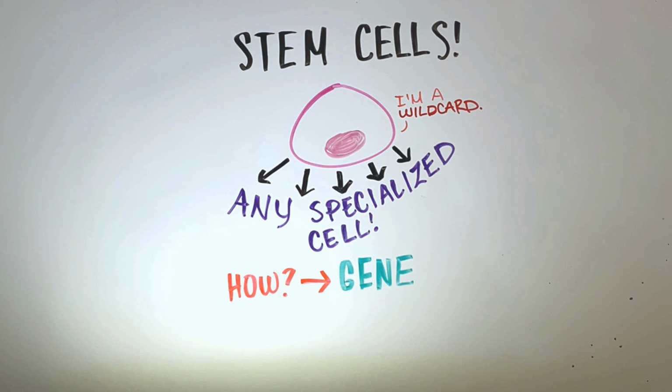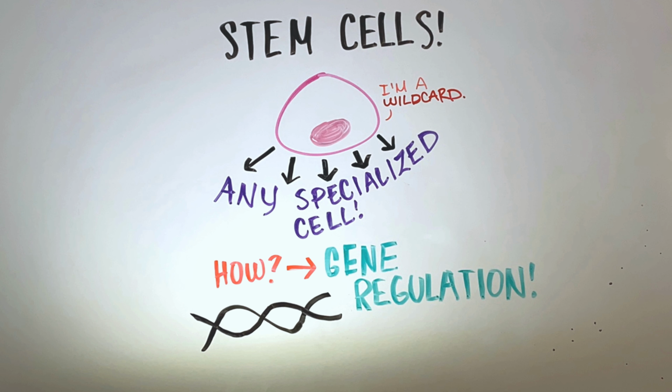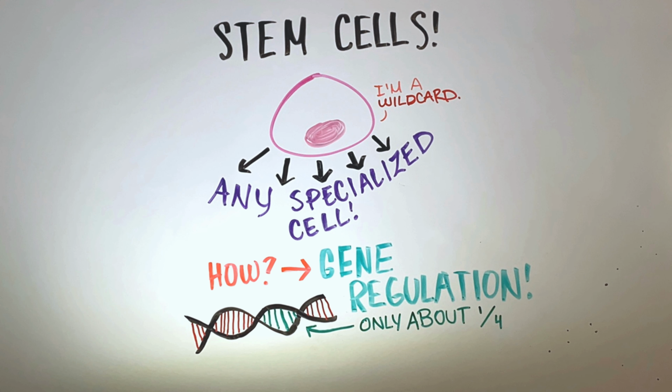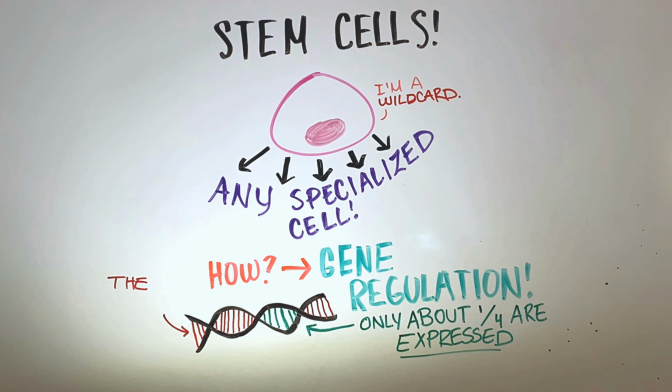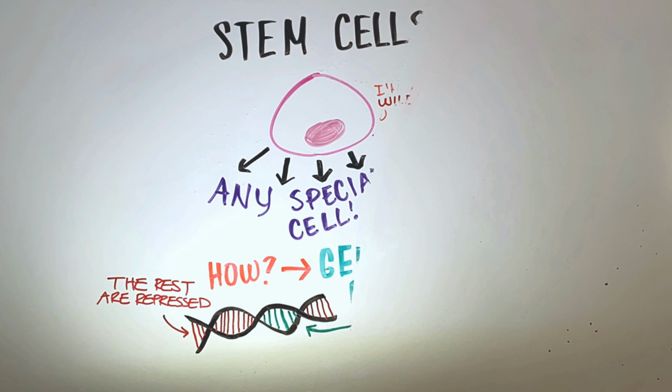How? There's something called gene expression, regulation. Basically, only about 25% of a gene is actually expressed or turned on. About 75% are repressed or turned off.